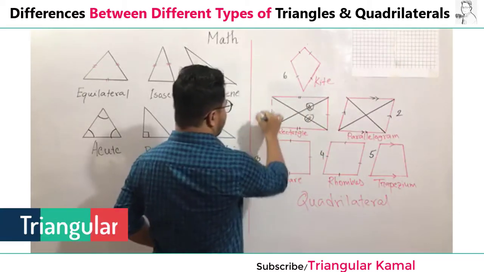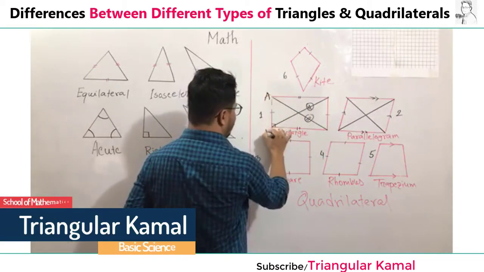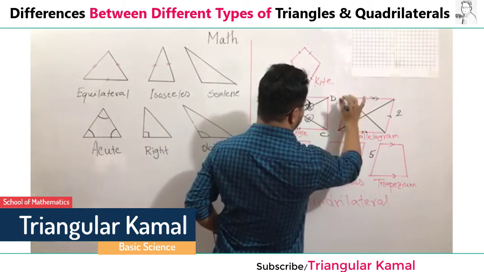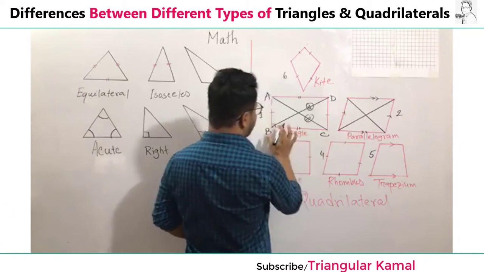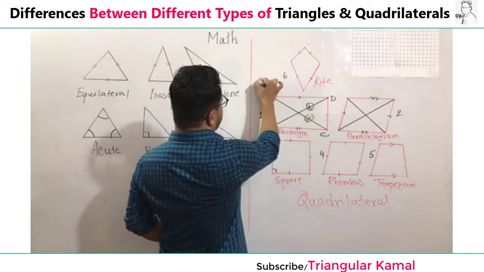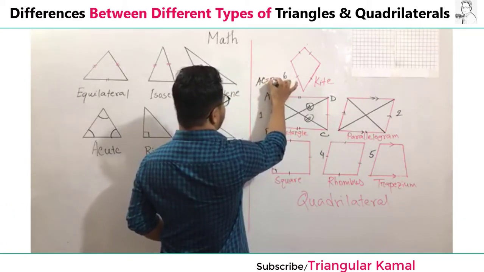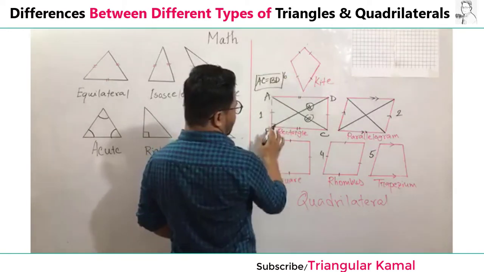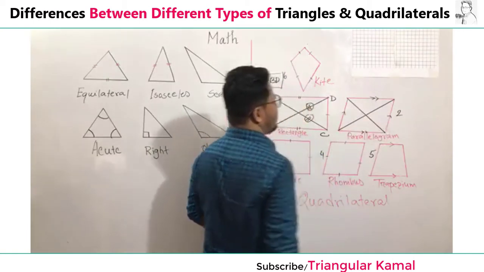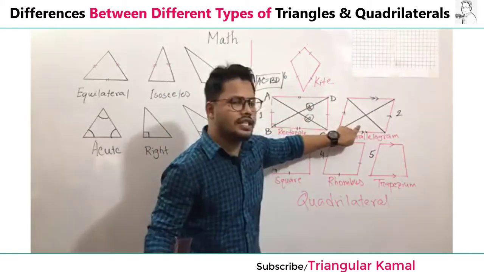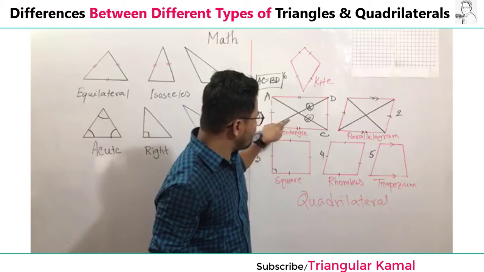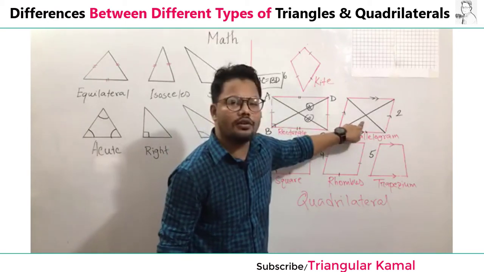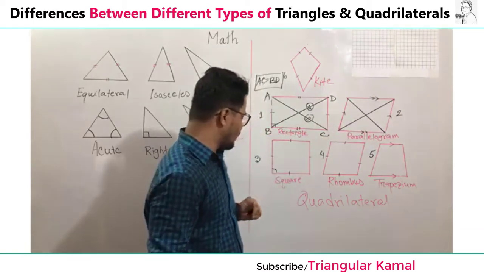If you consider this one as A, B, C, D, there are two diagonals, so in a rectangle AC equals BD. But here AC will not equal BD. So this is the dissimilarity: in a rectangle the diagonals will be equal, but in a parallelogram the diagonals will not be equal.